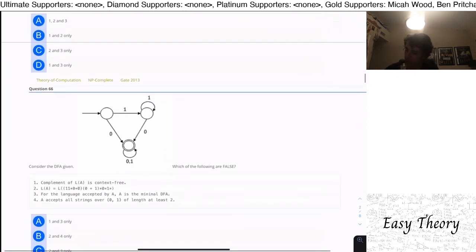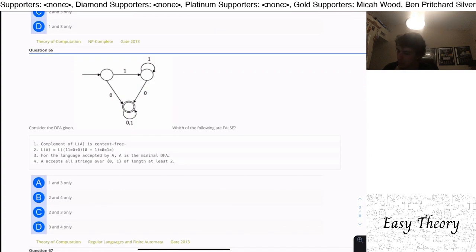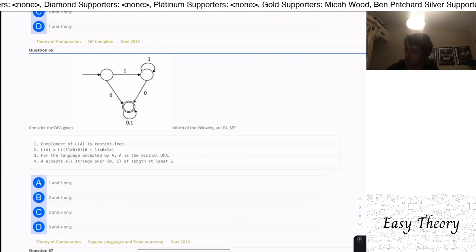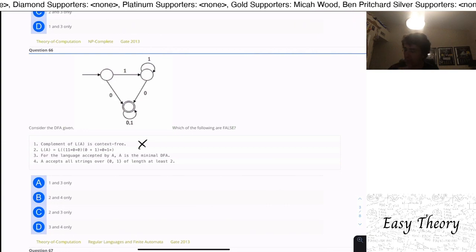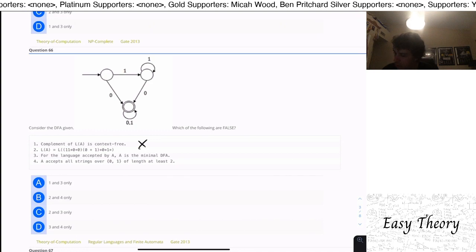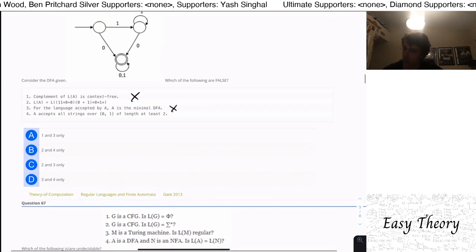So we have a DFA right here. Complement of L, which is false, so that's not true. I mean, it is true, but it's not the answer. The language of A is whatever. Maybe that's true. Or false. For the language, A is the minimum DFA. Yeah, that's pretty easy to see, so that's not the answer. A accepts all the strings of length at least 2. So that's definitely not true because of this loop right here. So 4 is possibly the answer. What about 2?